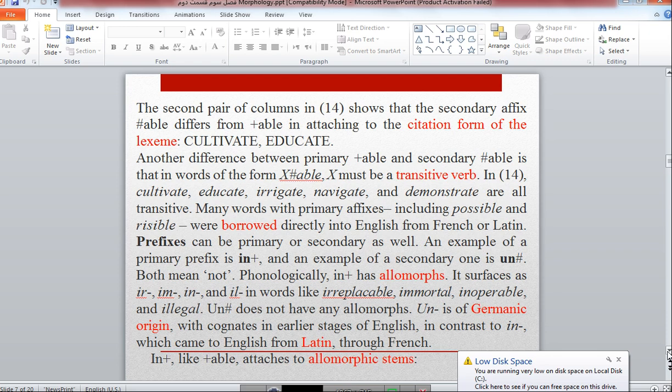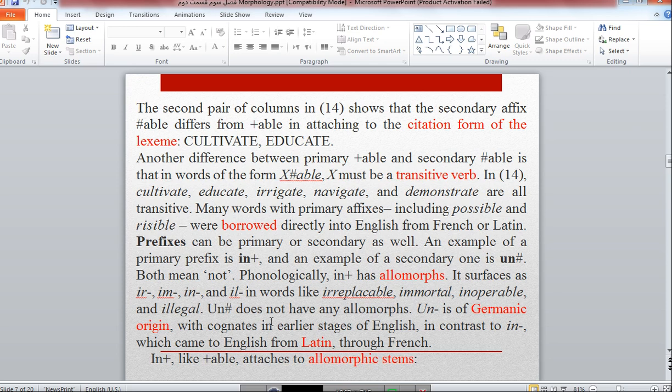We have said that we would de-emphasize etymology in our discussion of primary and secondary affixes, but here it becomes important. So this is another difference between these two kinds of affixes. Many words with primary affixes, including possible and risible, were borrowed directly into English from French or Latin. They are fossilized. Speakers have learned to use them, not created them on their own. However, even such fossilized examples as possible and risible are significant because they illustrate another point.